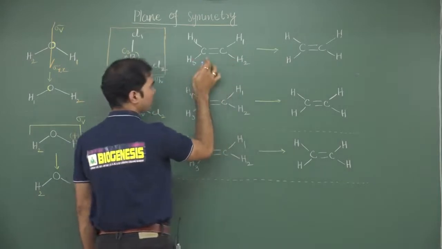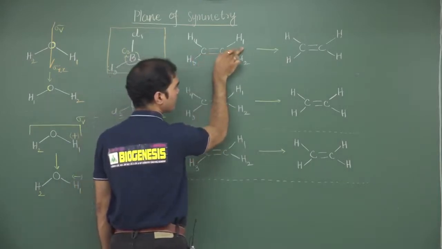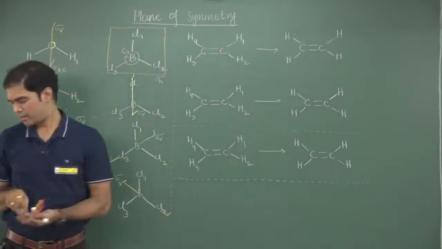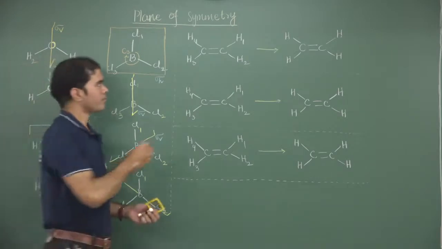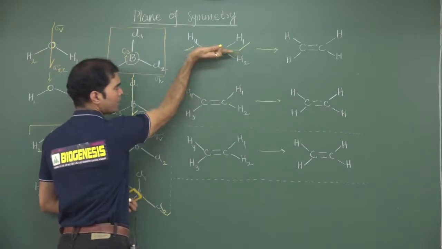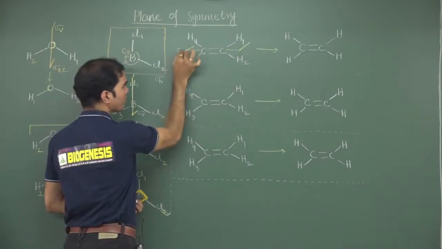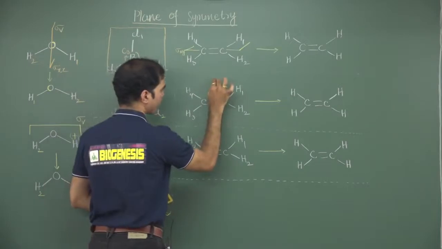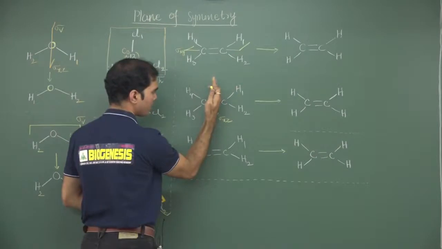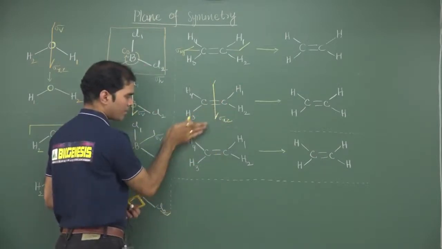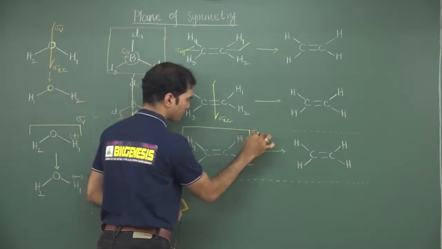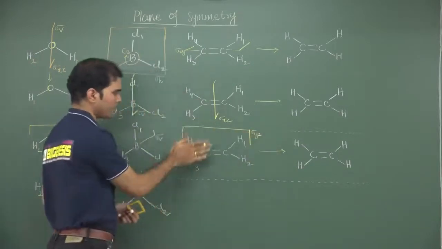Now coming to ethylene, this is the principal axis and the remaining are the subsidiary axes. So let's try to pass the planes. This is one plane, the XY plane. This is the XZ plane, and the third one is the YZ plane, which is the molecular plane.